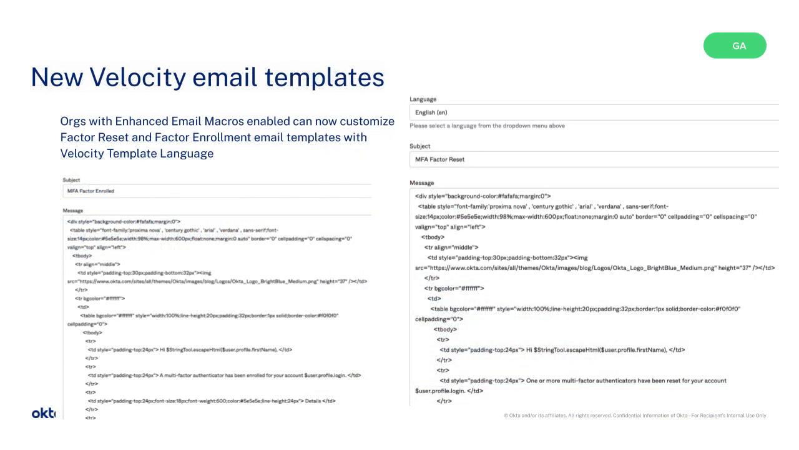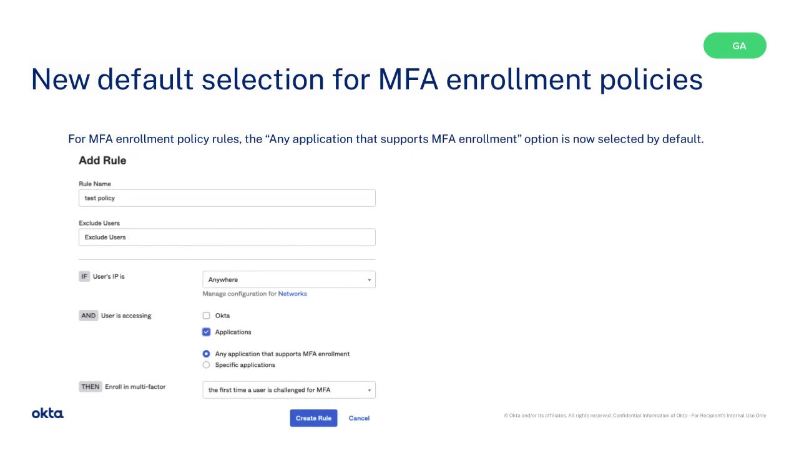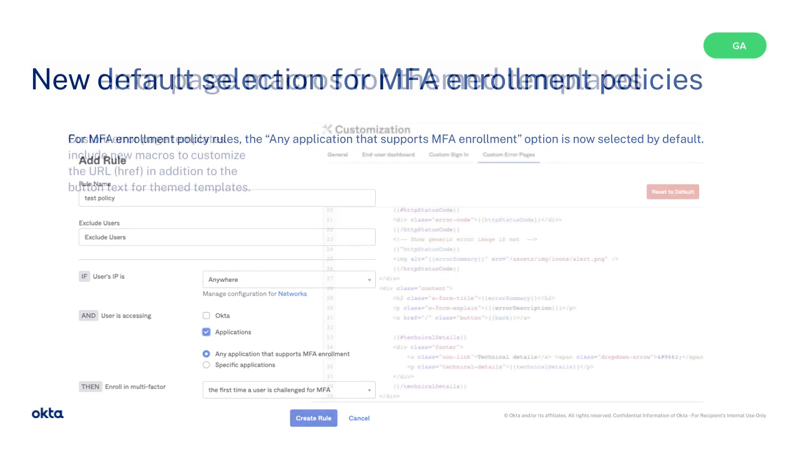Orgs with enhanced email macros enabled can now customize factor reset and factor enrollment email templates with Velocity template language. For MFA enrollment policy rules, the Any application that supports MFA enrollment option is now selected by default.